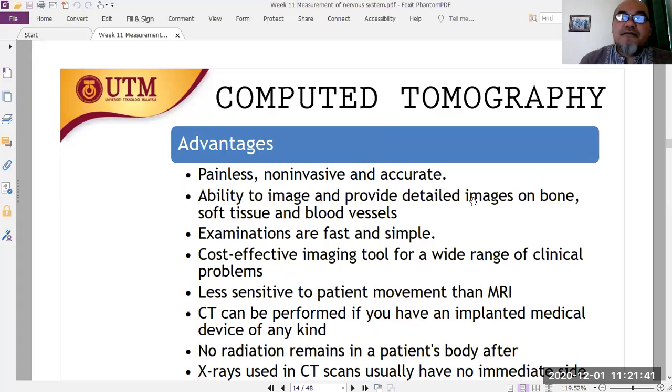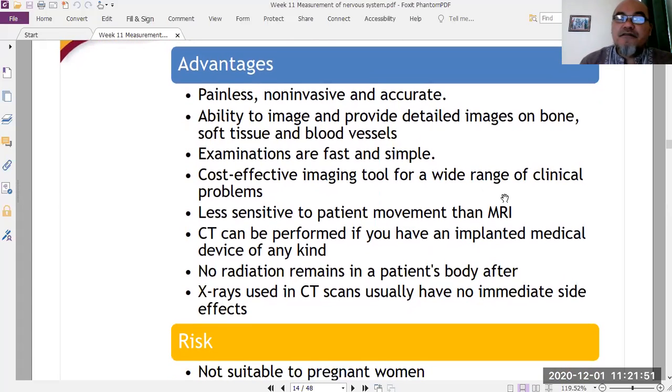Ability to image and provide detailed images of the bone, soft tissue, and blood vessels. Examinations are fast and simple. It is a cost-effective imaging tool for a wide range of clinical problems. It is also less sensitive to patient movement than MRI. In MRI, it is more sensitive to the motion of the patient.